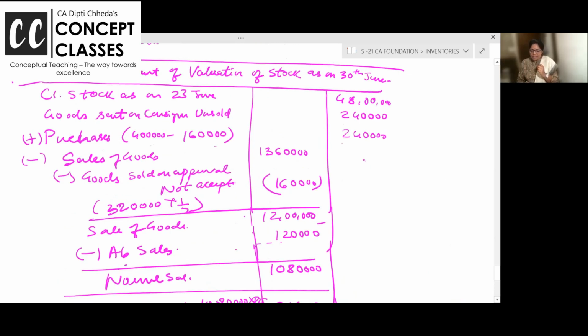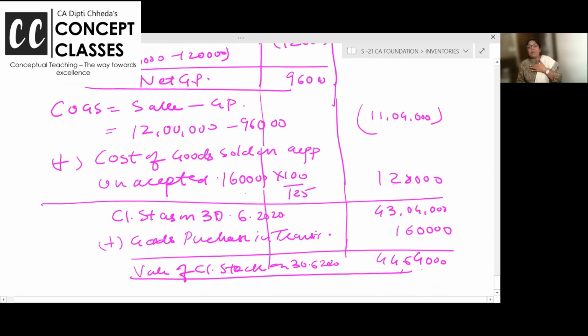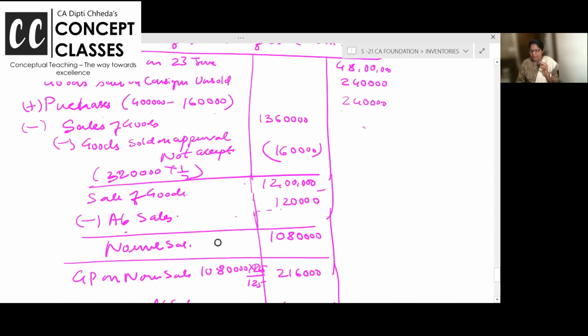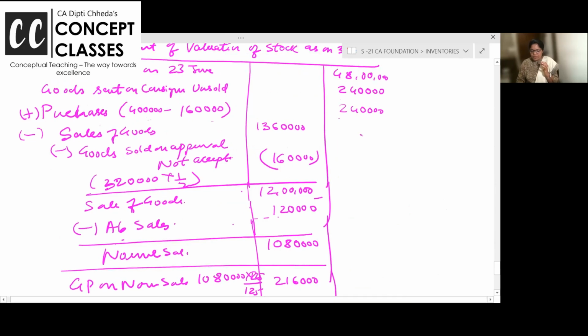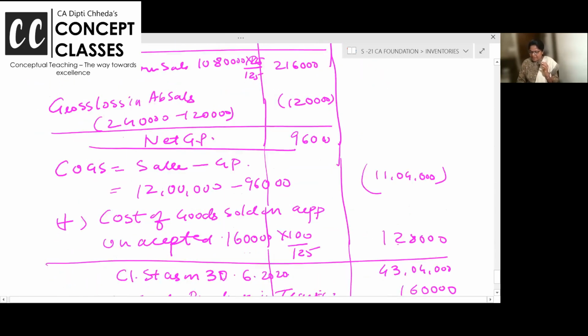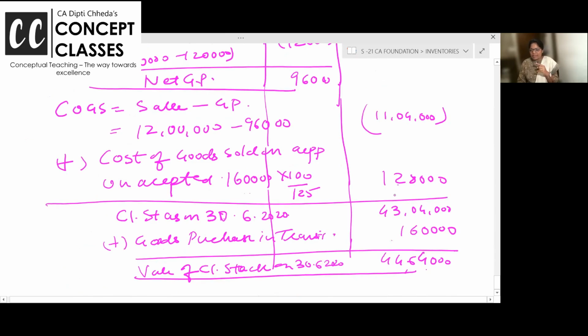Purchases is how much? 4 lakh minus 160. Okay, why did I minus 160? Because from 23rd June to 30th, received in our godown, 160 was received on 4th of July. So how much is to be added? 240, but 160 was my stock. It's already included in my purchases. So I have added it, but I added it last as in transit. If you want, you add यहाँ पे 240 and 160. So I hope goods sent is clear, purchase is clear, goods which are returned and not accepted on approval are clear.